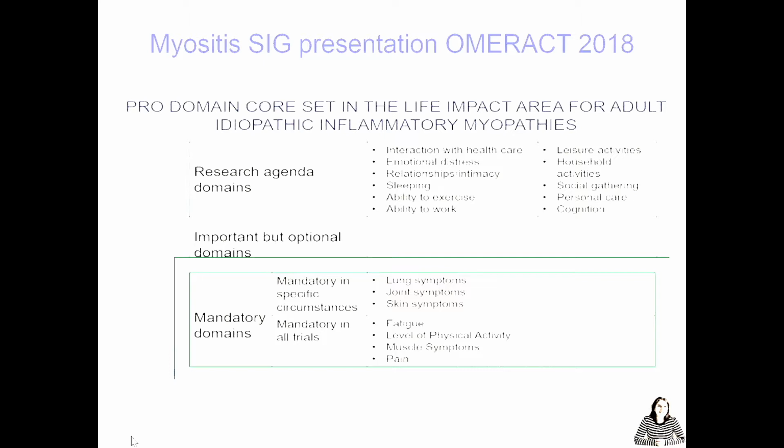So during the conference, there had been a lot of discussion amongst other working groups than OMERACT people. And due to the complexity of other systemic diseases, there appeared to be a desire and a need to change or update the original onion. So what you see here on the slide is the result of that, the onion 2.0. So we set mandatory in all trials fatigue, level of physical activity, muscle symptoms and pain, and depending on what trial for what drugs or what extra other organ we're looking into, we have the mandatory in specific circumstances, the lung, the joint or the skin.